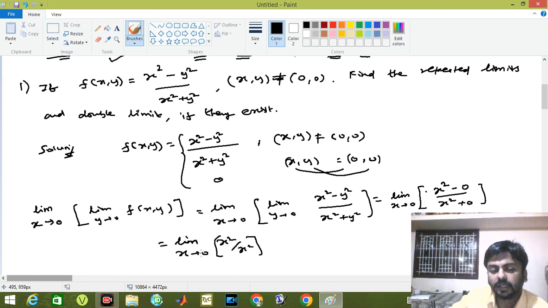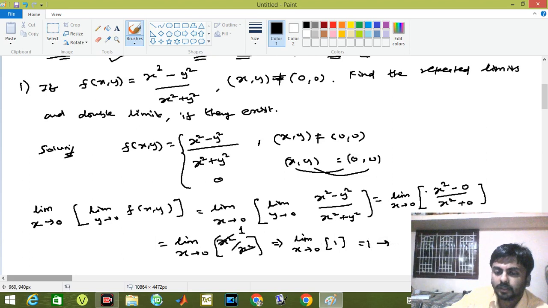Dear students, here all of a sudden you should not apply 0. If you apply 0, it will become 0 by 0, which is an indeterminate form, so don't apply that. It is possible to cancel, so cancel them. What will you get? 1 times x square is x square, so it implies limit x tends to 0 of 1. Here there is no x, so there is no need to substitute x tends to 0. So you are getting 1.